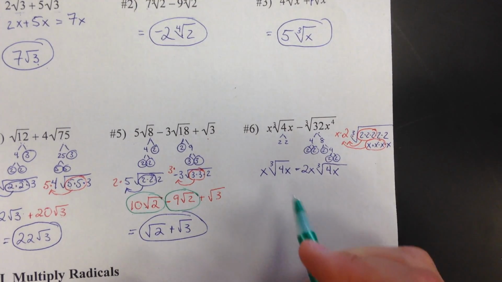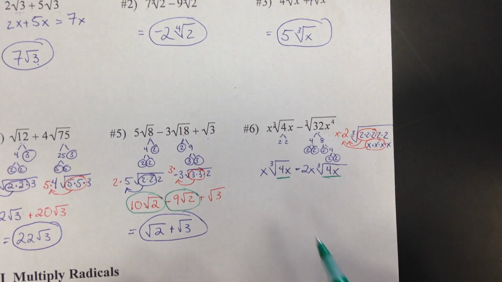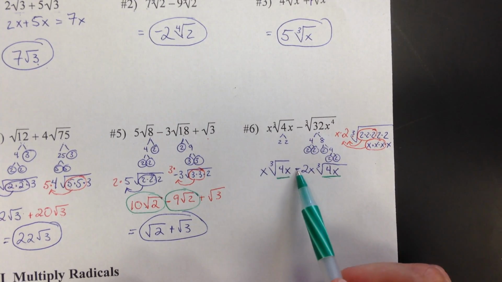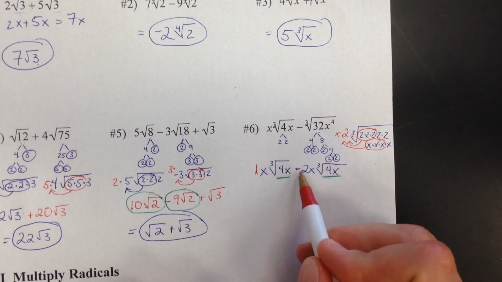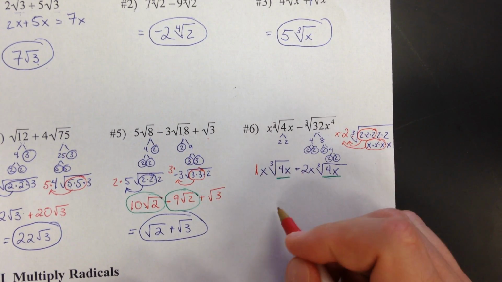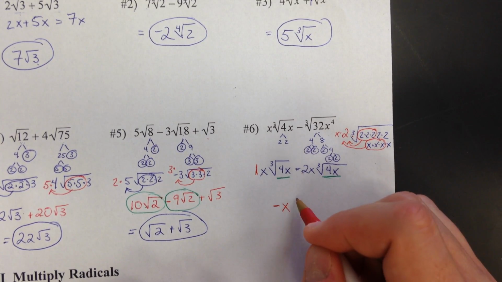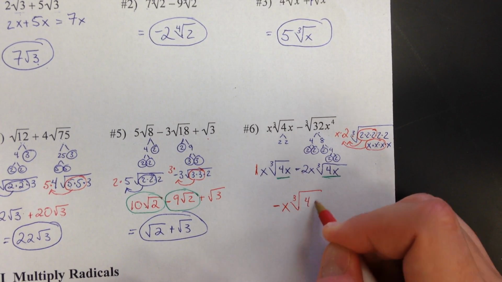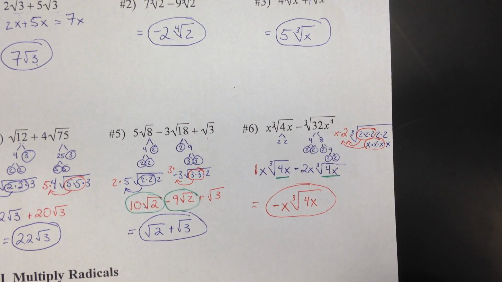Now notice that what happens here, we have cube root 4x, cube root 4x. So that means that in this case, we can subtract the coefficients. That is a 1x minus a 2x. So 1 minus 2 is negative 1x. I'm going to say negative x times cube root 4x. That's our answer. That's as far as we can take it.